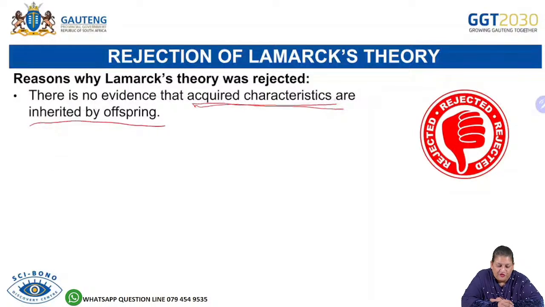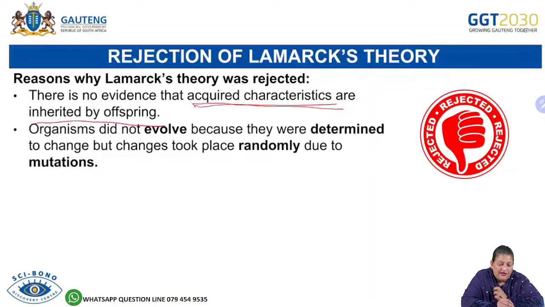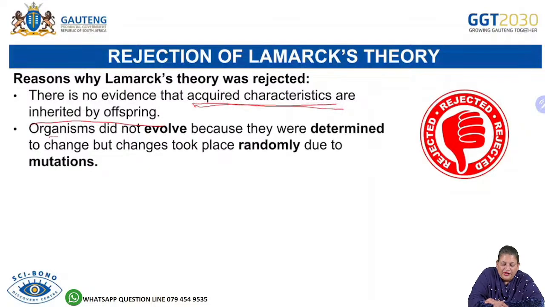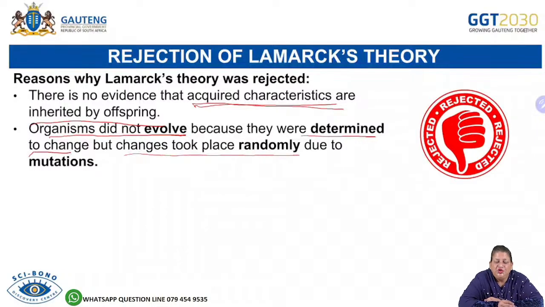Also, a second reason is that organisms did not evolve because they were determined to change, but changes took place randomly due to mutations. That is simply trying to say that new organisms are not formed because they wanted to form. If there is a change, it took place randomly because of changes in the gene, not because the organism wanted to change.